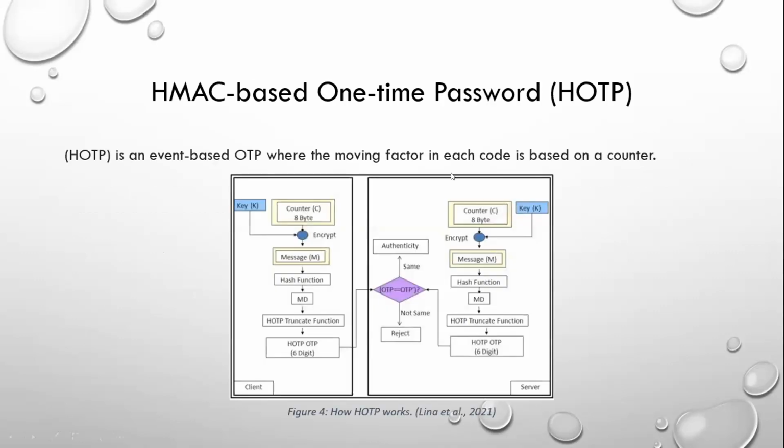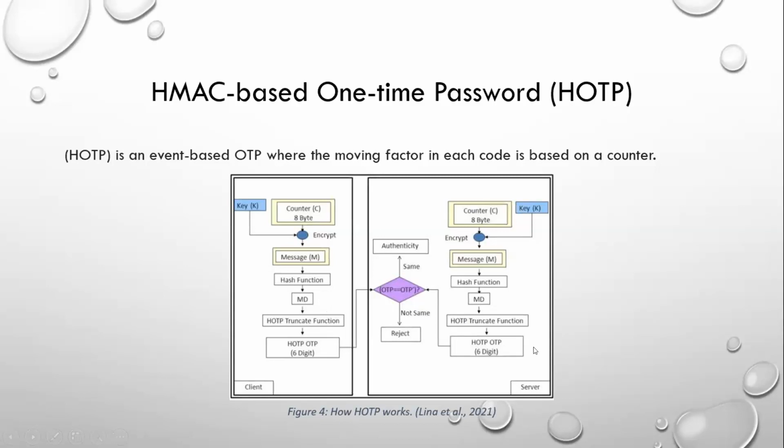Here we see the structure of the OTP, which is the HMAC-based one-time password, an event-based OTP, where the moving factor in each code is based on a counter. As we can see here, we start with a key and a counter of 8 bytes, and then the message goes through the HMAC function and all the steps.